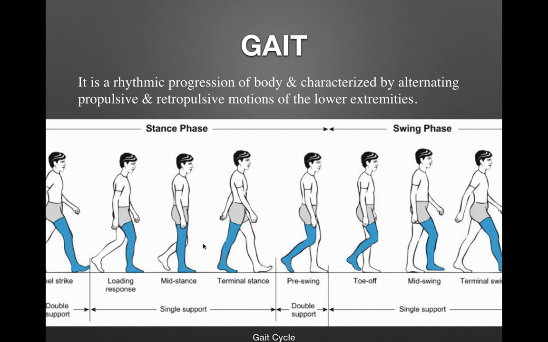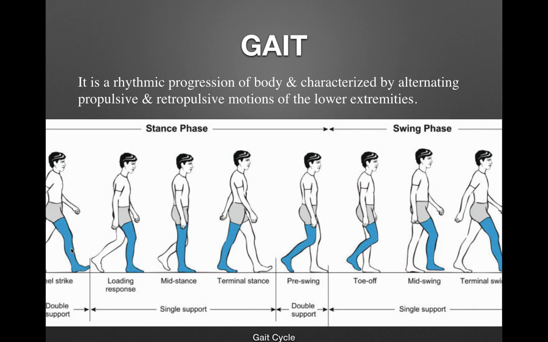This leg is going back. This is retropulsive. From here it went to here. And now this leg is going forward. That is propulsive. From here to here. So this is propulsive. So rhythmic alternating. Second thing you see, when this arm was forward, this alternate leg was forward.